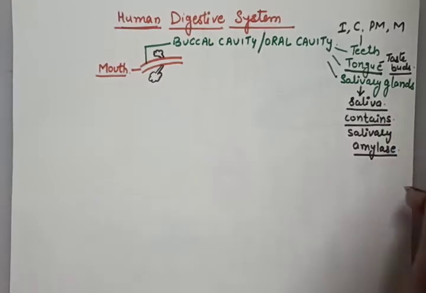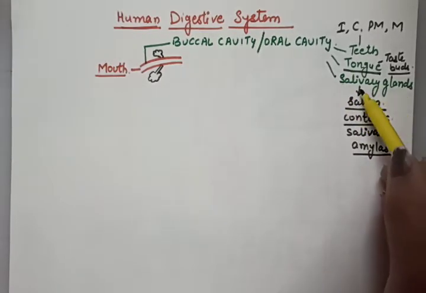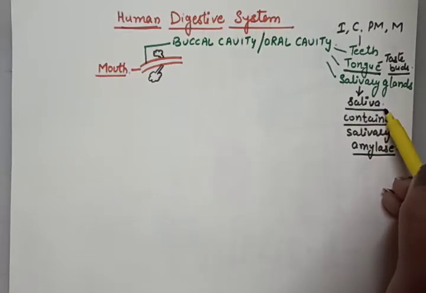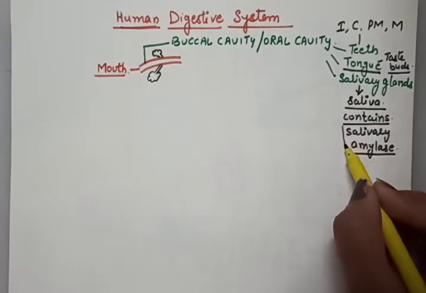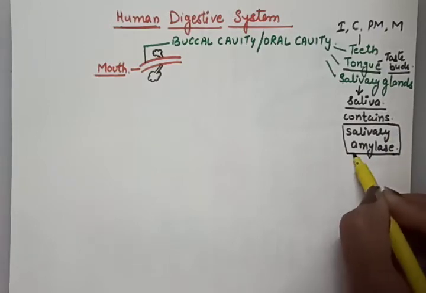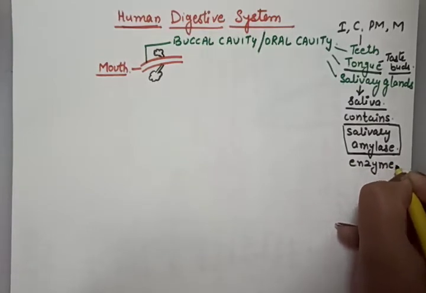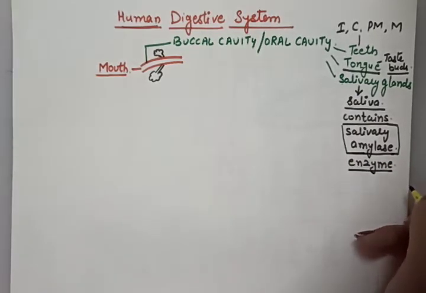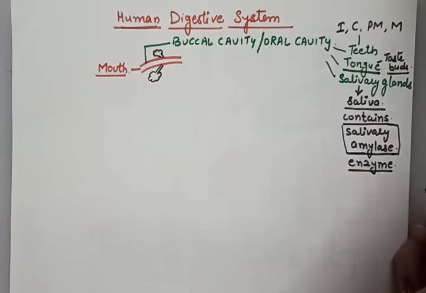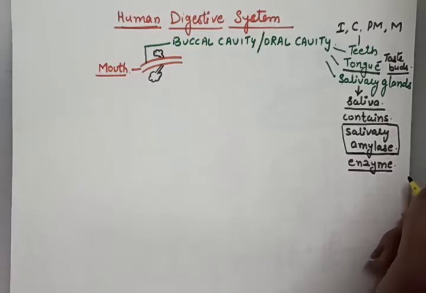Okay, I am repeating again. There are the salivary glands that secrete the liquid that is called saliva. Saliva contains enzyme that is called salivary amylase. Okay, enzyme. What are enzymes? These are the biocatalyst, okay, that helps in the reaction or speed up the reaction. Okay, that are called enzymes. Salivary amylase. Now, what is the function of salivary amylase? It helps in the conversion of starch into sugar.